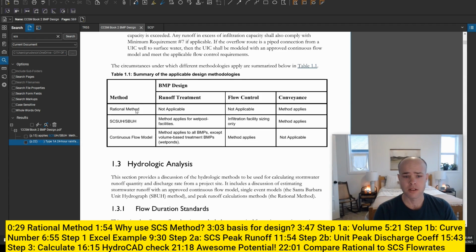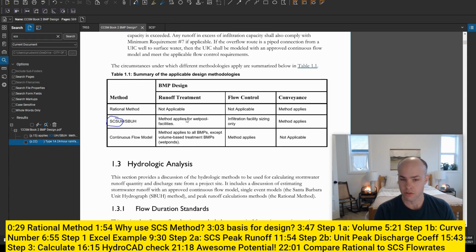Different methods are allowed for different types of design. So for example, the rational method is not applicable for runoff treatment, not applicable for flow control, and you can use it for conveyance. The SCS unit hydrograph, which is what we're going to be doing, or the SBUH, those two come up with very similar results. They're sort of different ways to get to the same thing. I'm going to be showing you this one today.